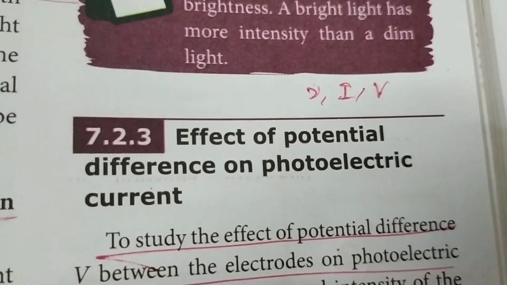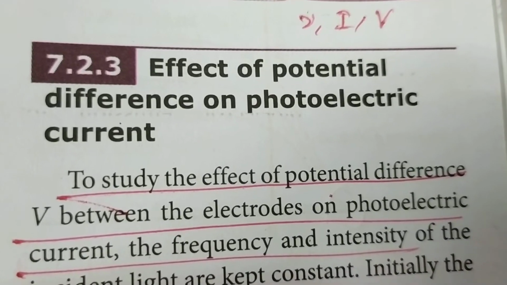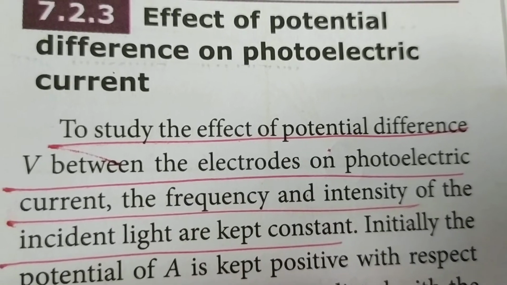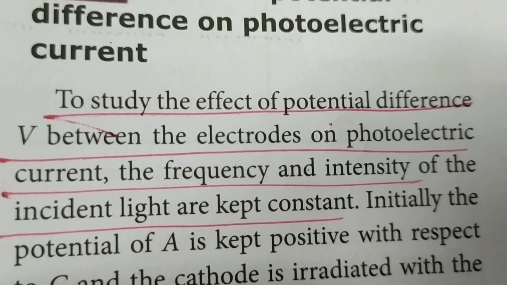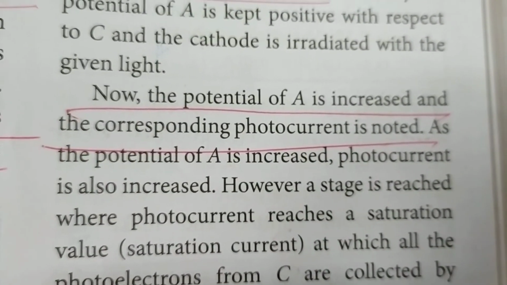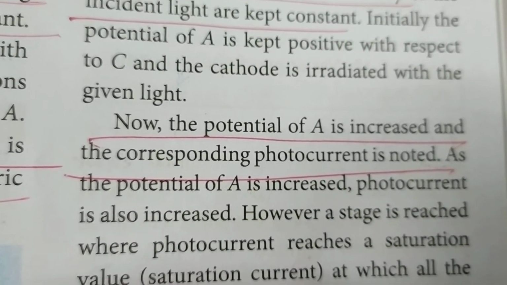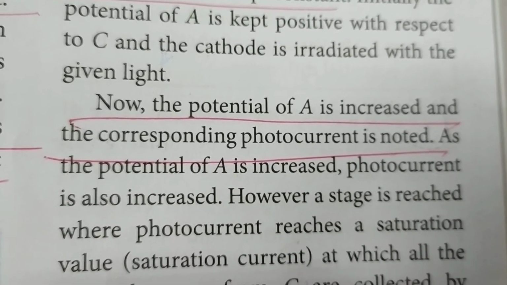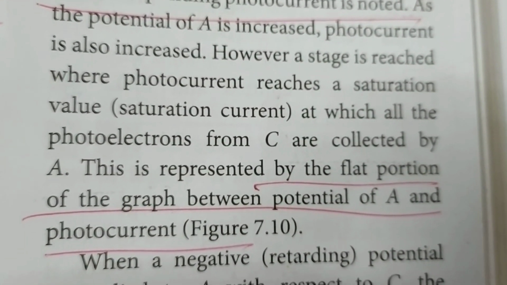Next we are going to see the effect of potential difference on photoelectric current. So you keep the frequency and intensity constant. When you study one variation, the other two things are kept constant, and here the frequency and the intensity of the incident light are kept constant. Here we can see the potential of A, and the anode is usually given positive potential, so when the potential of A is increased, the corresponding photoelectric current also increases. It reaches the saturation current, and that will be shown by the graph.